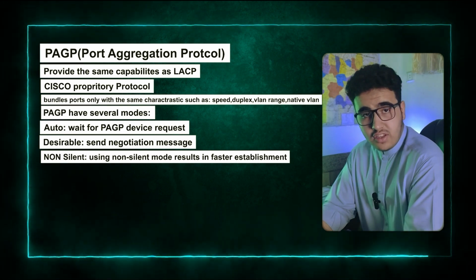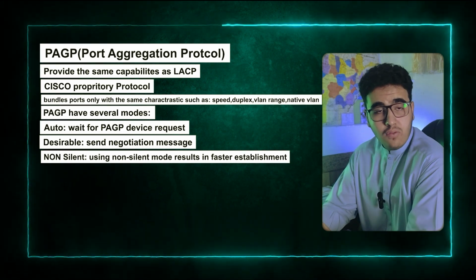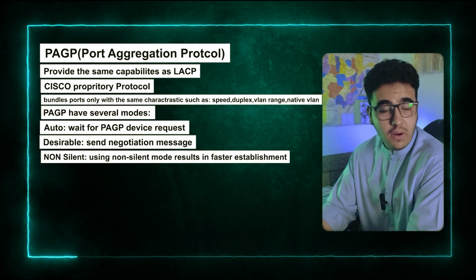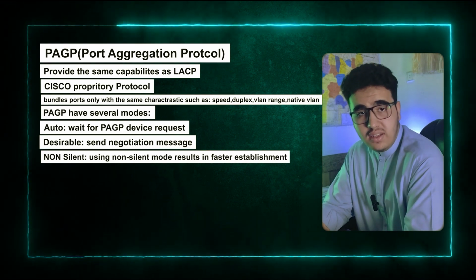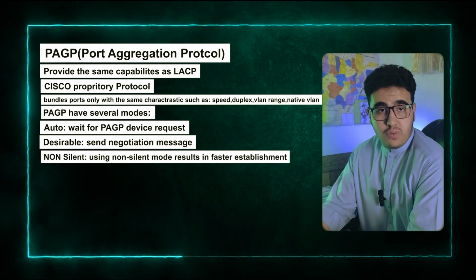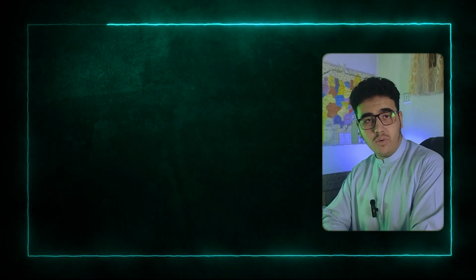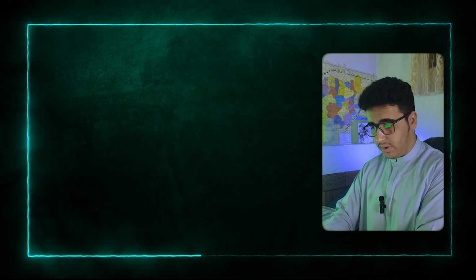So let's come to the next one, which is silent. You can configure a port for non-silent operation by configuring the non-silent keyword. Using non-silent mode in PAgP results in faster establishment when connecting to another switch. And if you want to configure your PAgP, here is how you can configure it.